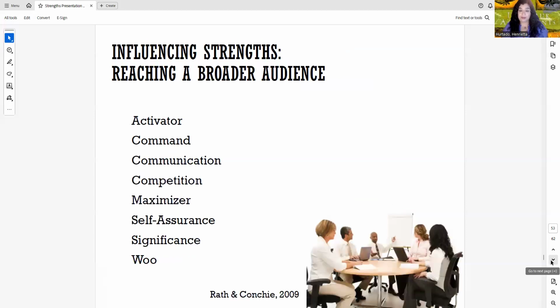Influencing strengths or domains of leadership. These people reach a broader audience. Activators, those of you with the activator theme, command, communication, competition, maximizer, self-assurance, significance, and woo. Then those people with these themes are actually under the influencing strengths or domain of leadership.